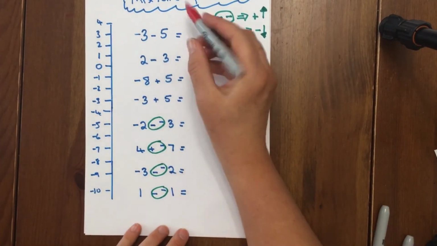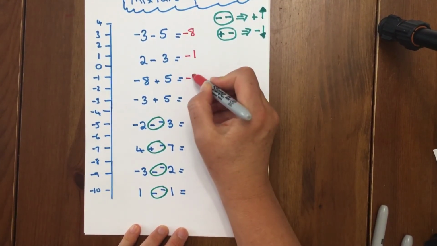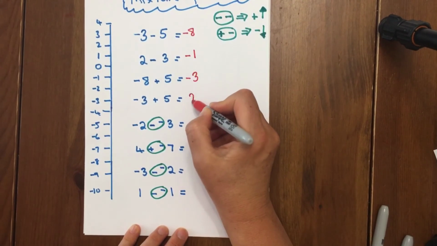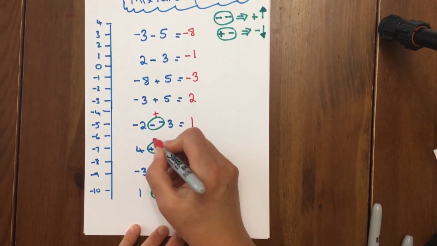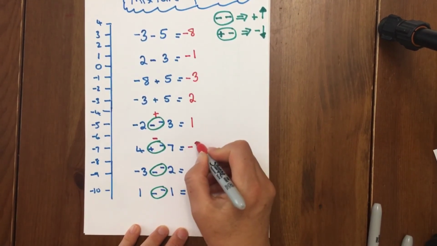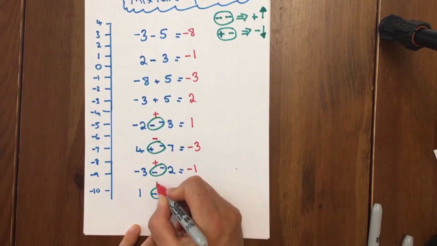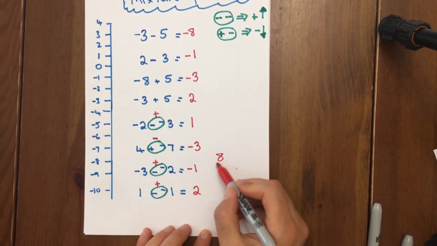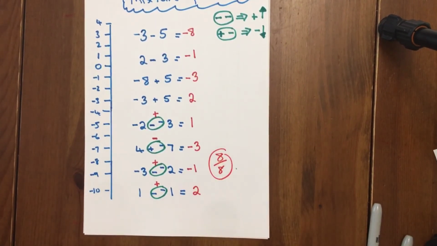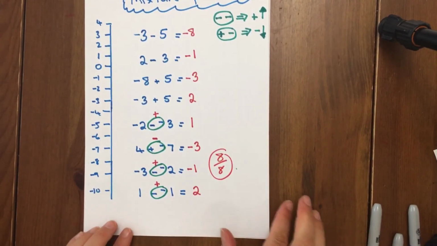Okay, first one, -8, -1, -3, +2. Change it to a plus, +1, change to a minus, -3, change to a plus, -1, change to a +2. Well, I hope you got 8 out of 8. Well done. Okay, go back over the video if there's anything you got wrong there, and just look at those rules to make sure you understand everything.